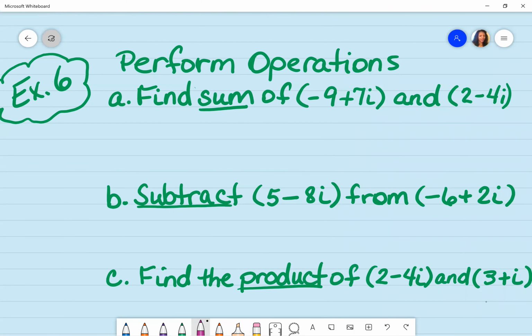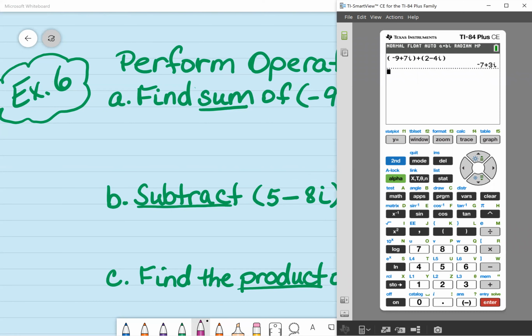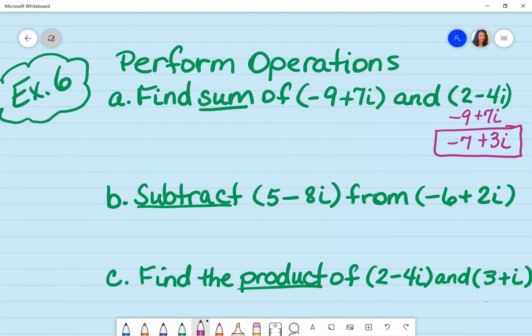Let's see if that makes sense. Sum just means I'm going to align them. I like to put them together with like terms. So that's going to be 2 minus 9, which is -7. And then -4 plus 7, or you can read it backwards, 7 minus 4 is +3i. That's what it said, right? Yep.